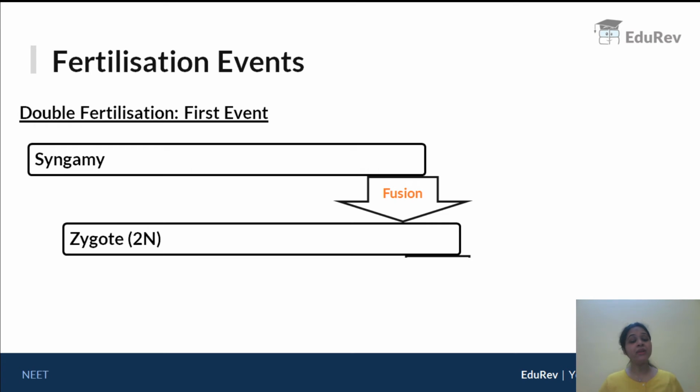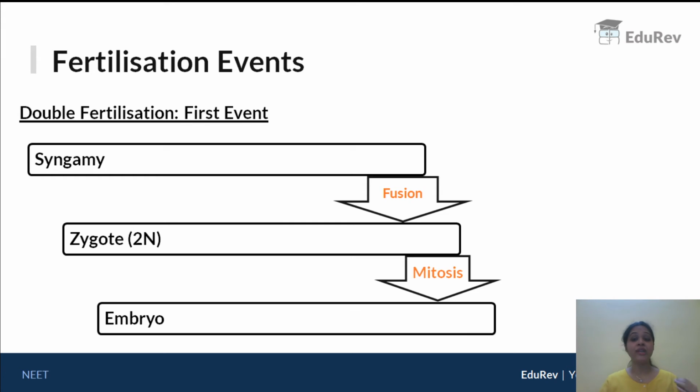Okay, now remember that this particular zygote is a single cell, and this zygote must undergo mitosis in order to increase its number of cells. So in other words, in order to undergo embryogenesis, you need to have the presence of mitosis and therefore form the embryo at the end. So this is the first event of double fertilization.